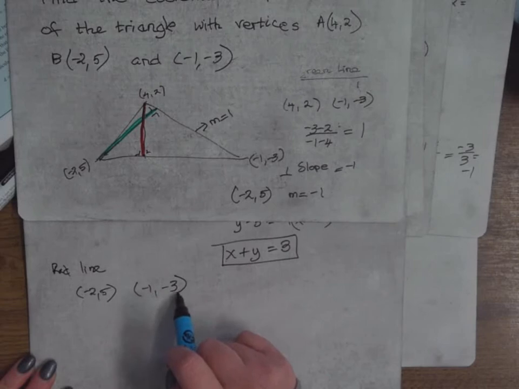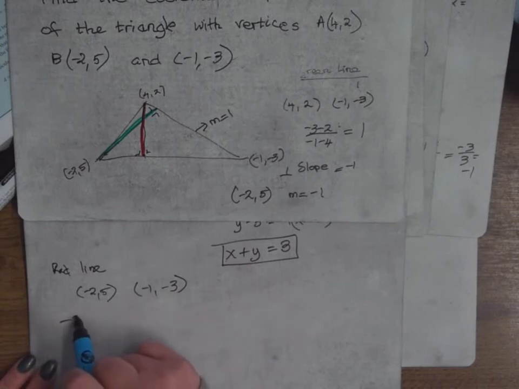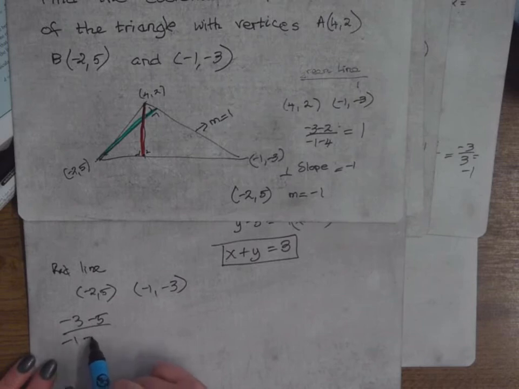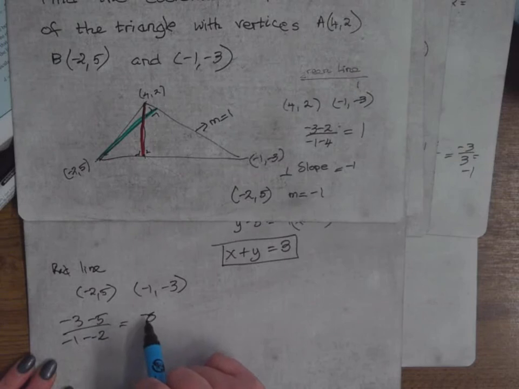Okay, and I'm going to get the slope of that. So it's y2 minus y1 all over x2 minus x1, which is minus 8 over 1, so minus, that's an 8.